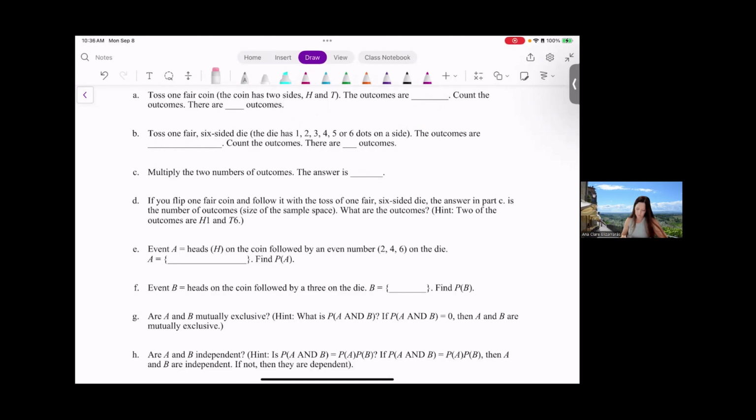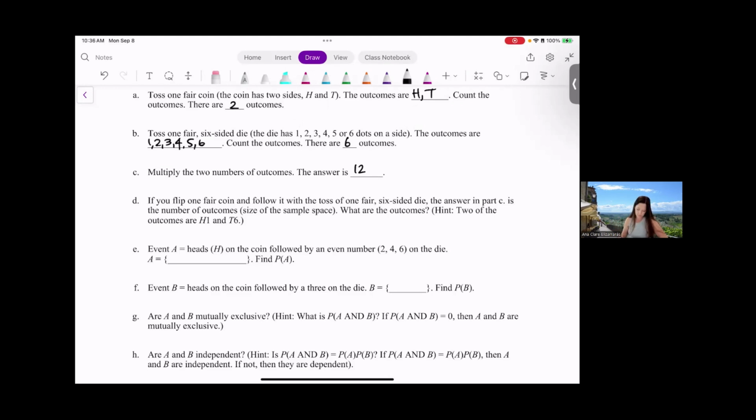Okay. We toss 1 fair coin. The outcomes are heads and tails. There are 2 outcomes. We toss 1 fair die. The outcomes are 1, 2, 3, 4, 5, and 6. And there are 6 outcomes. If I multiply the 2 times 6, that means I have 12 total. Meaning if I roll a die and I flip a coin, there's 12 different outcomes. I can get heads with 1, 2, 3, 4, 5, and 6. And I can also get tails with 1, 2, 3, 4, 5, and 6, which is a total of 12 different options.